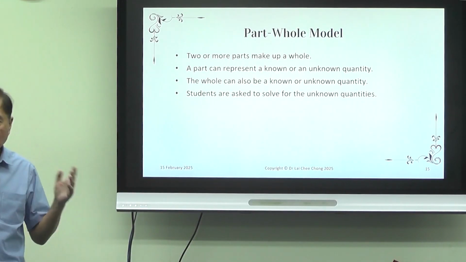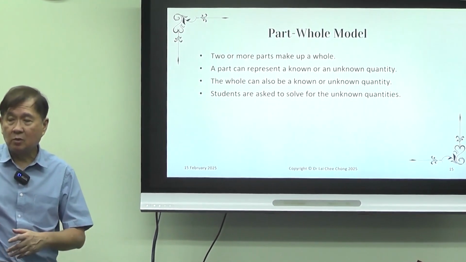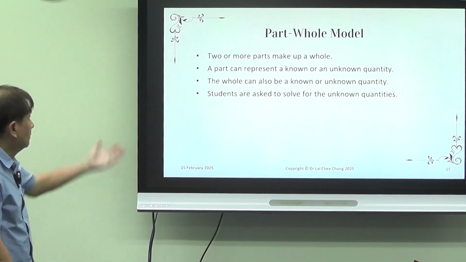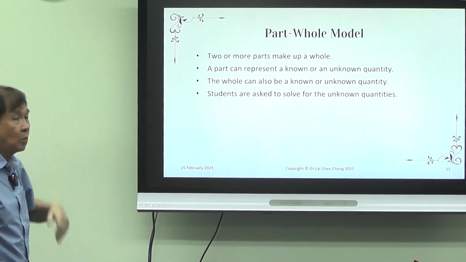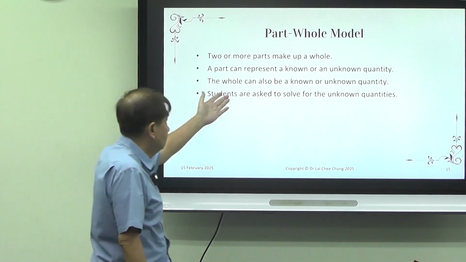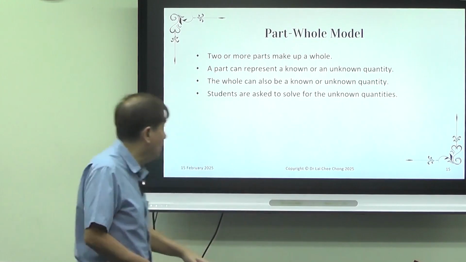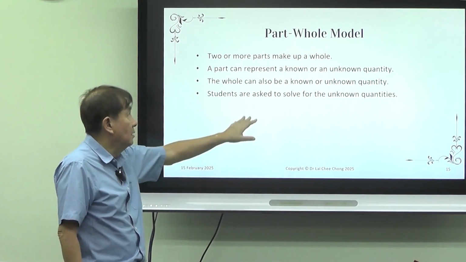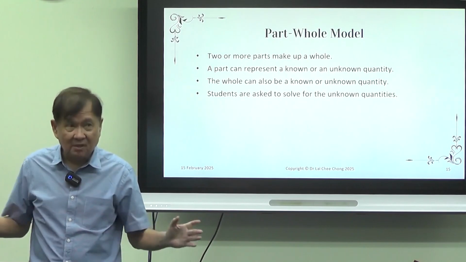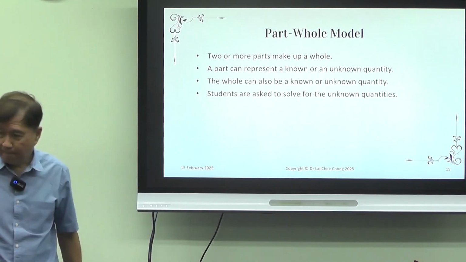That's it. And usually in problem solving, students can be asked to find a part if it's unknown. The part can represent a known or unknown quantity, depending on what is needed. And same for the whole. It can be a known whole or an unknown whole. So depending on what you're talking about, you're supposed to solve for the unknown quantities, whether it's a part or a whole. These are typical word problems for the part-whole model.